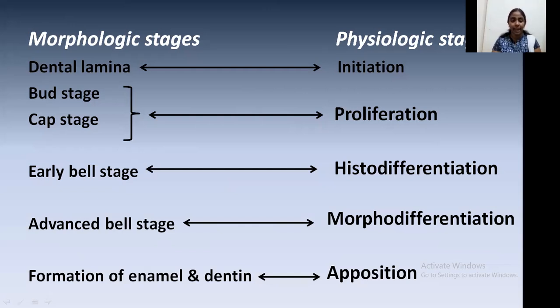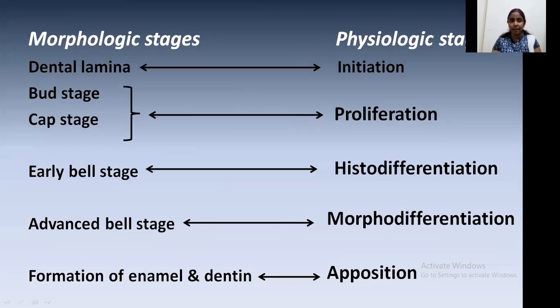Bud stage and cap stage of morphogenesis correlate with the proliferative stage of physiologic development. Early bell stage correlates with the histodifferentiation stage, and advanced bell stage correlates with the morphodifferentiation stage. When the hard tissues, enamel and dentin are laid down, it correlates with the apposition stage of physiologic development.